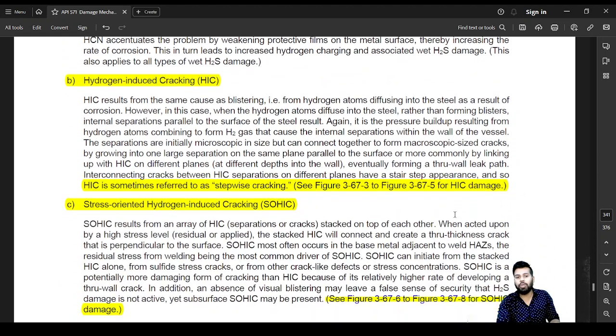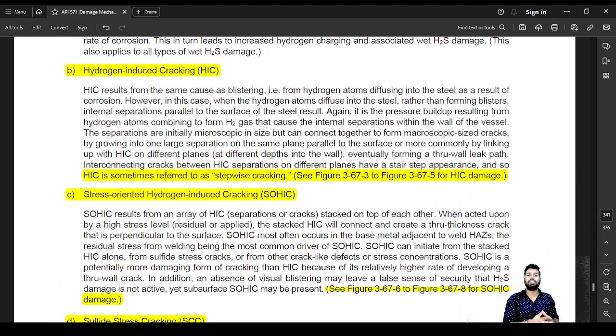Next is hydrogen induced cracking. Hydrogen induced cracking results from the same cause as blistering, basically hydrogen entrapment, that is, hydrogen atoms diffusing into the steel as a result of corrosion. However, in this case, when the hydrogen atoms diffuse into the steel, rather than forming a blister, internal separation parallel to the surface of the steel is the result. That means you'll see cracking.